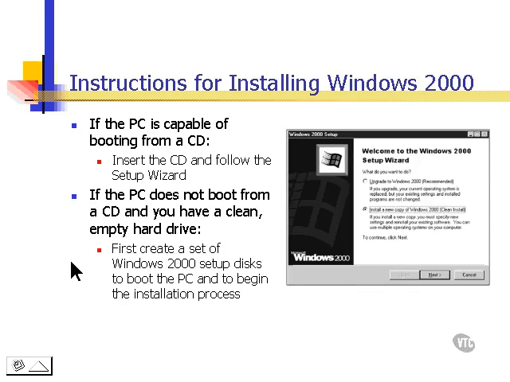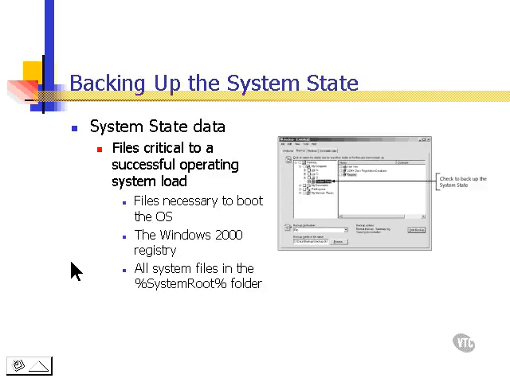Once we have a good installation, we should back up the system state data. The system state data are files that are critical for the successful loading of an operating system. So this includes the Windows 2000 registry and all of the files in the system root folder. We can back up the system state data using the backup tools that are provided with Windows 2000.